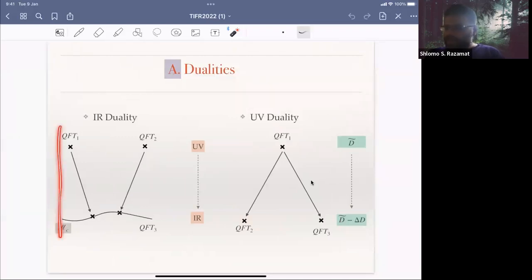So infrared duality is this very, very well-known subject, which was studied from the mid-90s, where you have two different quantum field theories, two different descriptions of quantum field theories. These theories are different in the UV. You deform them by some relevant deformation, and they flow to the same theory in the infrared.